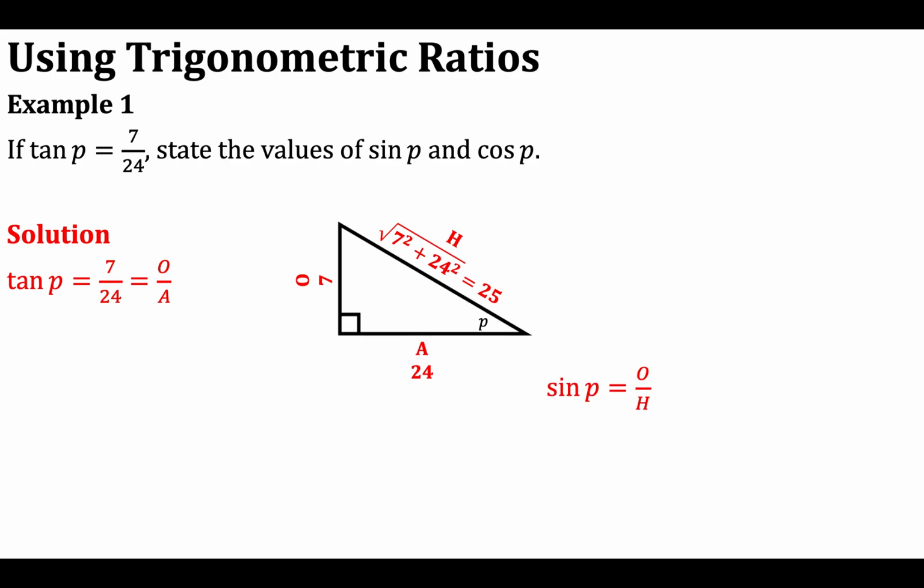So I can then state the value of sine p. Now sine p is the opposite over the hypotenuse, and that's 7/25. And the cosine of p, that's the adjacent over the hypotenuse, and that's 24/25.